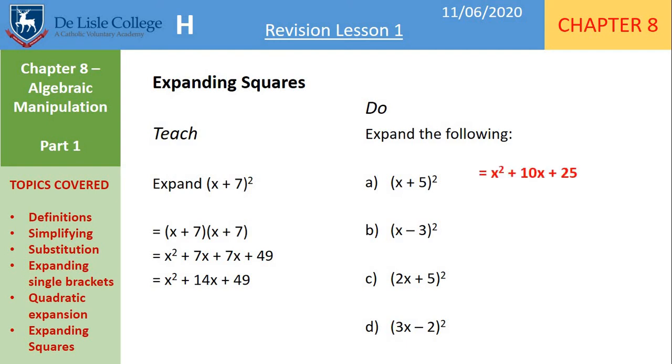Okay, let's check those. We should have for question A, x squared plus 10x plus 25. For B, x squared take away 6x plus 9. For C, we have 4x squared plus 20x plus 25. And D, 9x squared take away 12x plus 4. Make sure you've got those marked.